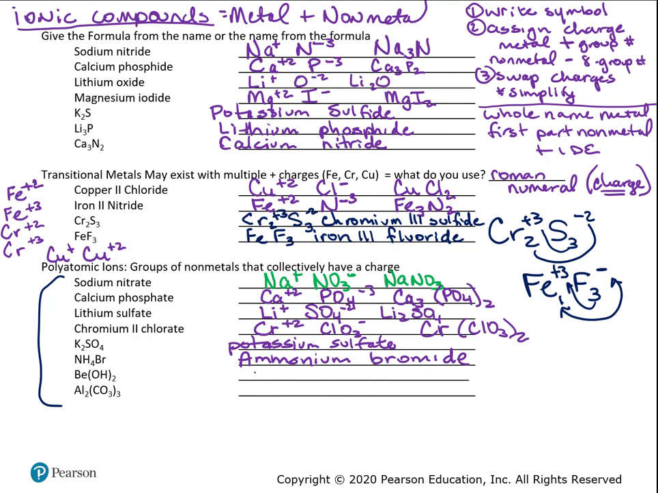Be(OH)2. Beryllium, one R, two L's. Beryllium what? Hydroxide. So remember, you want to recognize that OH is a hydroxide. Don't try to name it as an oxygen, hydrogen weird thing. Just call it the hydroxide. Just keep the name of the polyatomic. Last one. Aluminum carbonate. Yep. That CO3 is the carbonate ion.